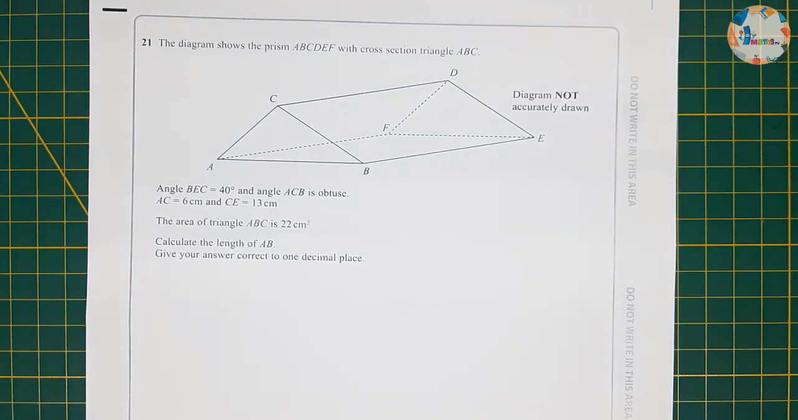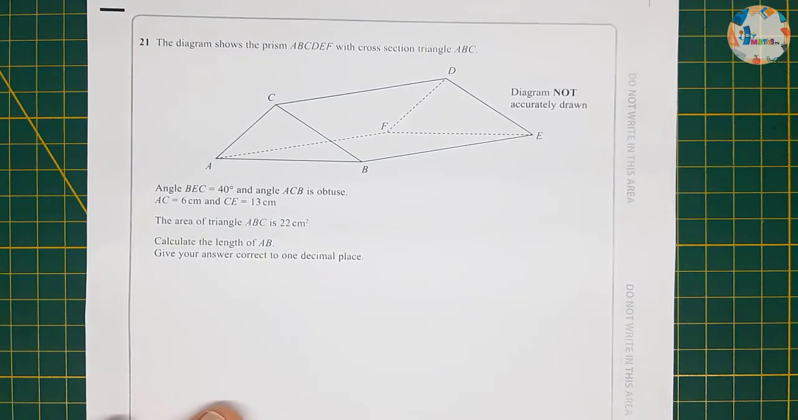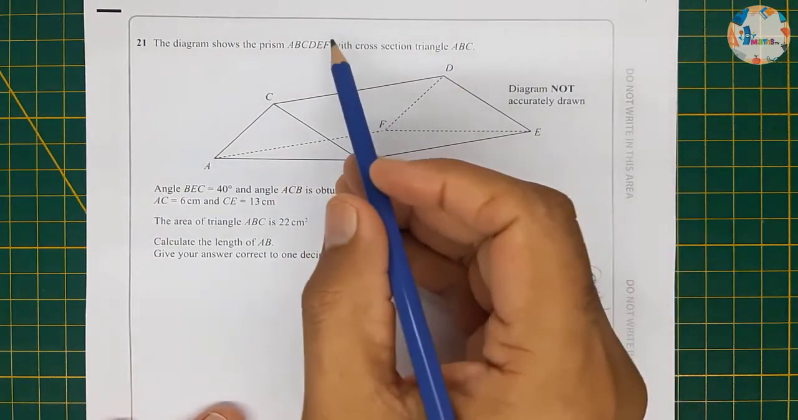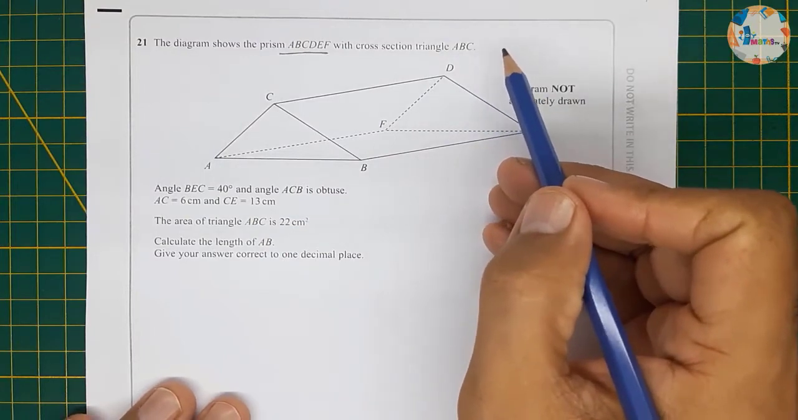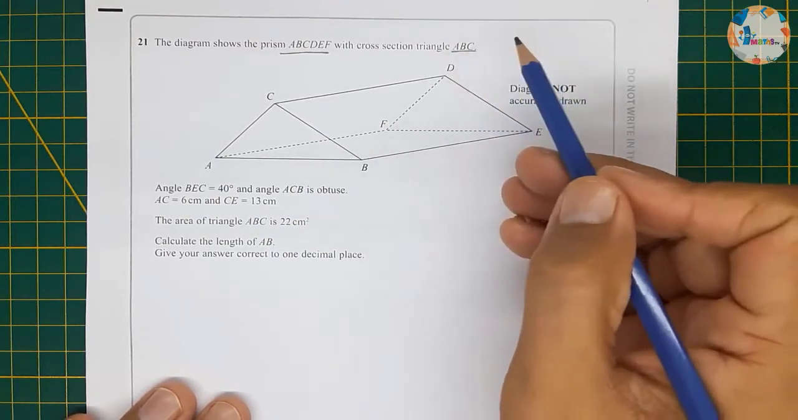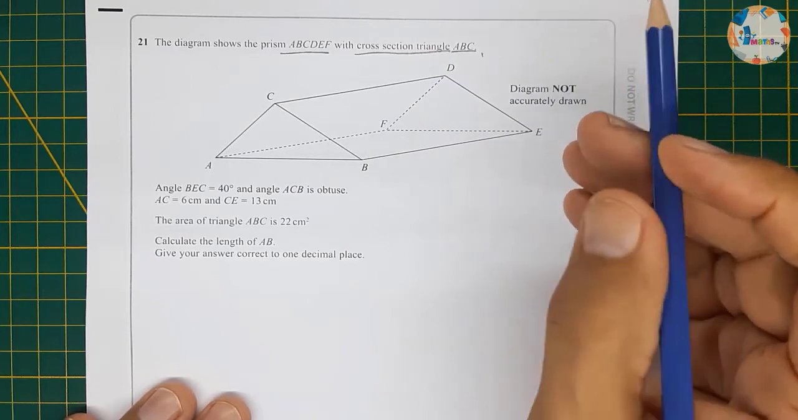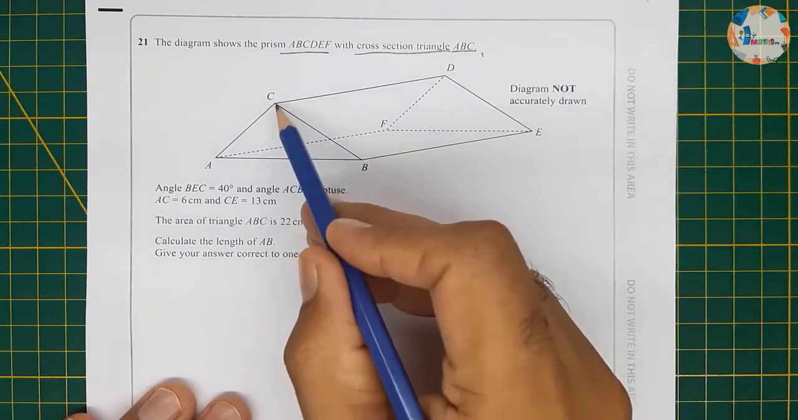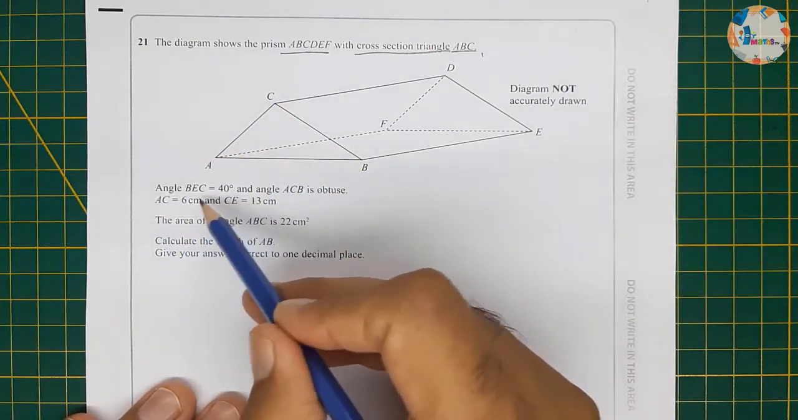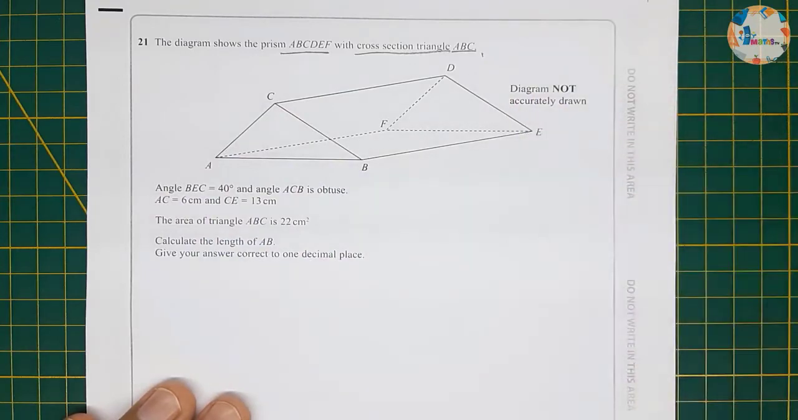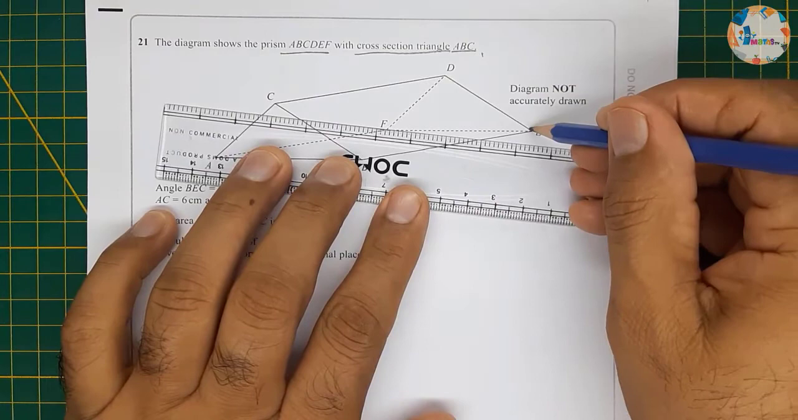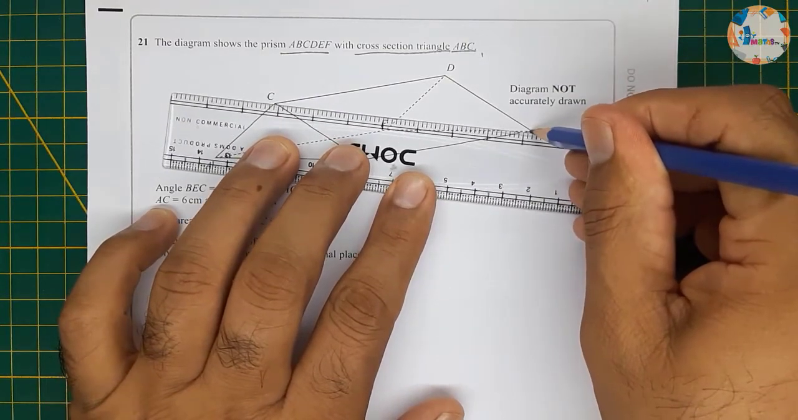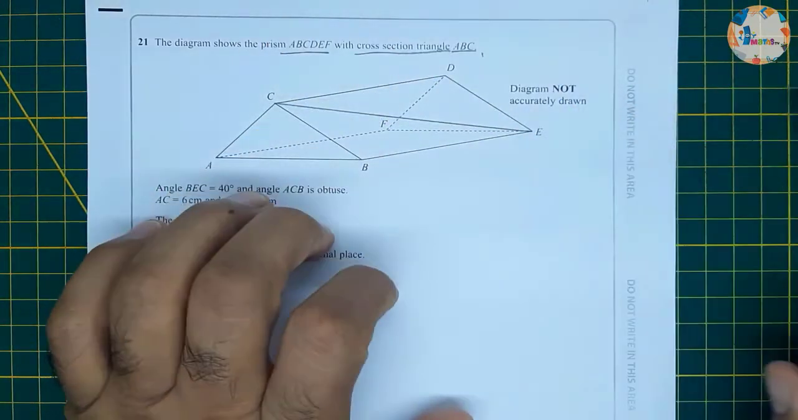this is the diagram provided, question number 21, and the diagram shows the prism ABCDEF, with cross section triangle ABC. So this is basically the cross section. Angle BEC is equal to 40. We will draw angle BEC, so we can join E with C to get angle BEC.